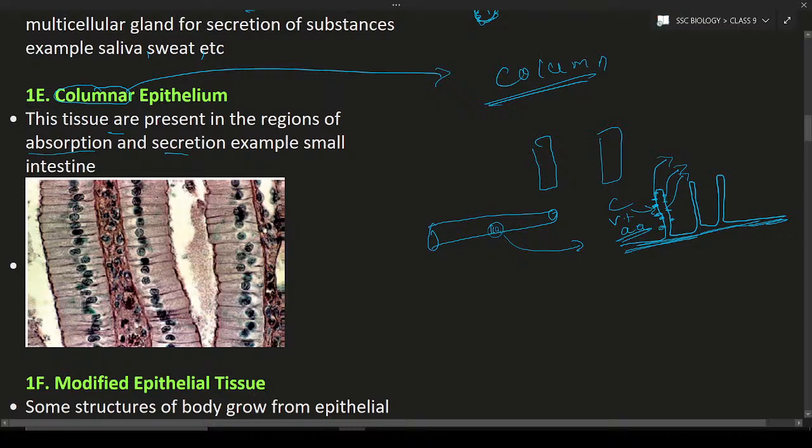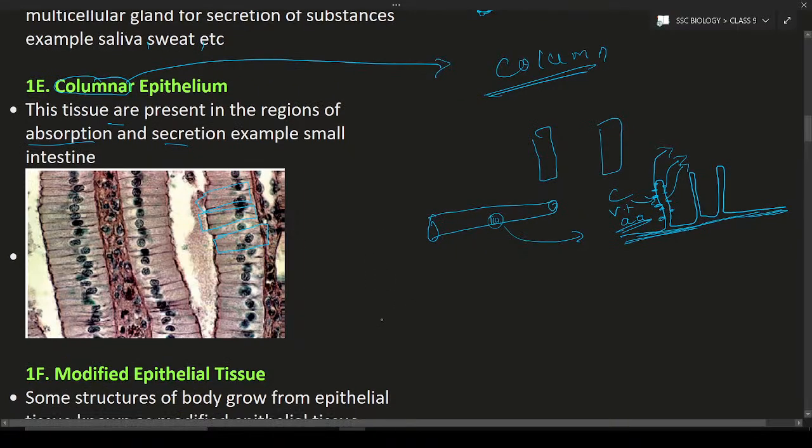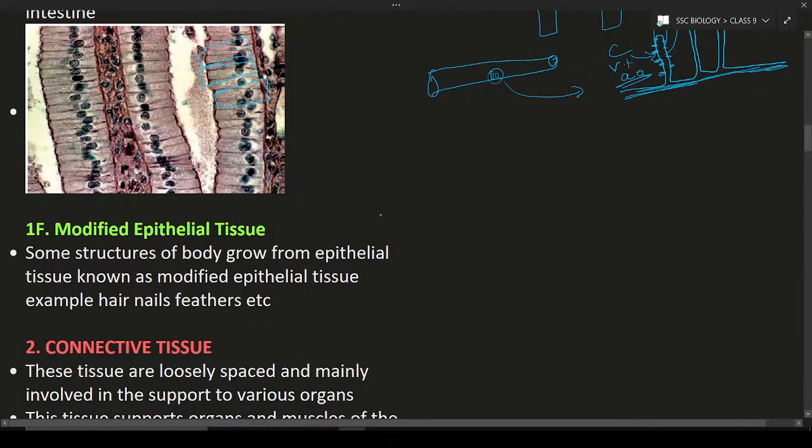In this diagram you can see each and every cell is going to look like a column. These cells are known as columnar epithelial cells. Next is modified epithelial tissue. What is meant by modified? Modified is nothing but changed, modification.